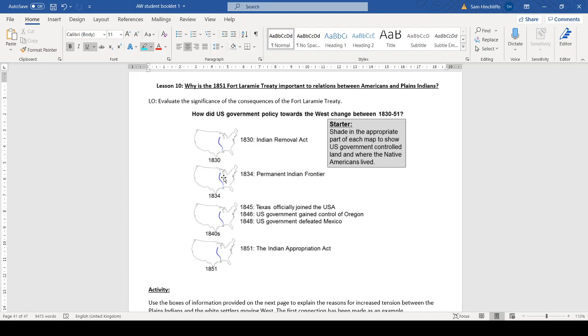But the situation changes very quickly in the 1840s. In 1845, Texas officially joins the United States. So this southern area here is now becoming part of the USA. In 1846, up here, Oregon had been under control of the British, and the British give up the territory of Oregon. They give that to the USA and it becomes a part of the United States. And then finally, in 1848, there was a war between the USA and Mexico. At that time, Mexico controlled many areas around here, which we now know as Arizona and California. They then cede themselves to the United States.